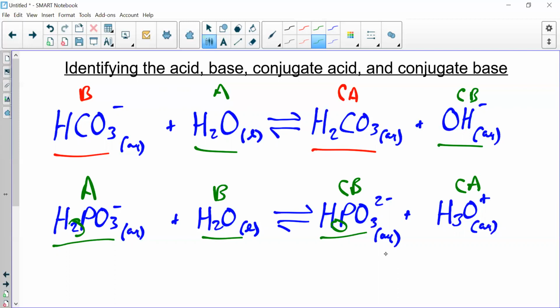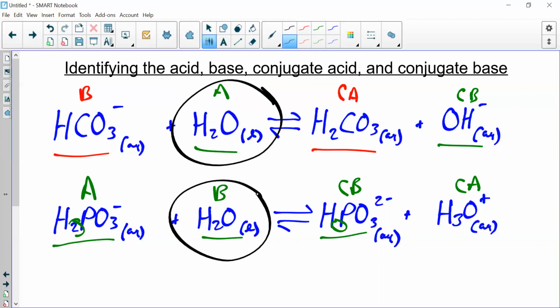One last thing on this slide. Notice in this top example, my water acted as the acid. In my bottom example, my water acted as a base. Do you remember that vocab term from Miss Luce's video? Amphoteric. Something that is amphoteric, let me write that a little more clearly. Amphoteric.